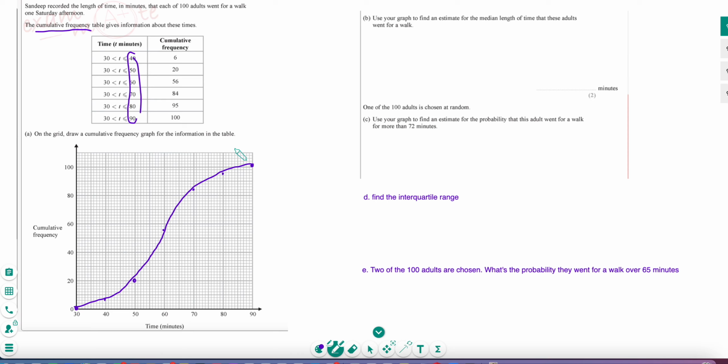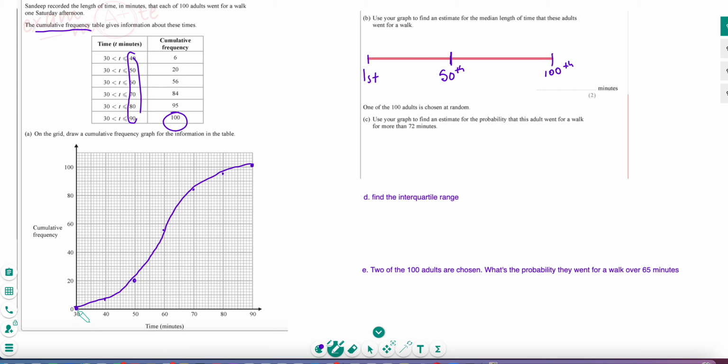Next, use your graph to find an estimate for the median length of time that these adults went for a walk. Basically, guys, to help us do this, I'm gonna draw a quick number line. And this is the first person. And there are 100 people in total. So basically, if we're looking for the median, we're looking for the middlemost person, which is the 50th person. This is not your answer. A lot of people write, oh, the answer is 50. No, we're going to find the time of the 50th person.